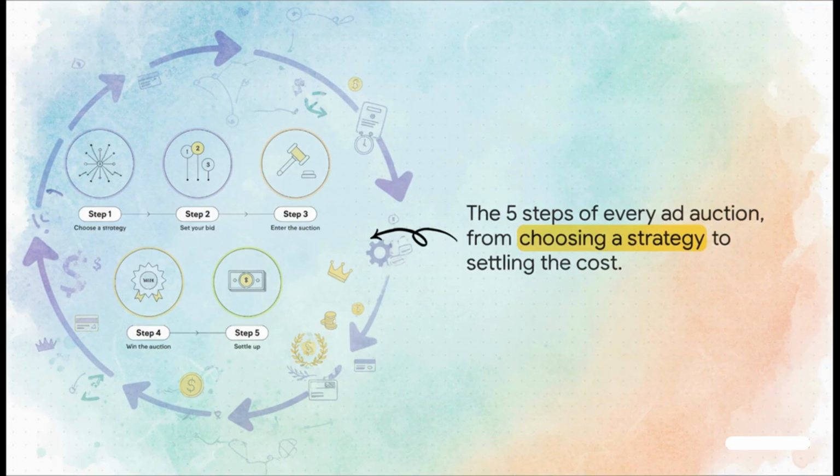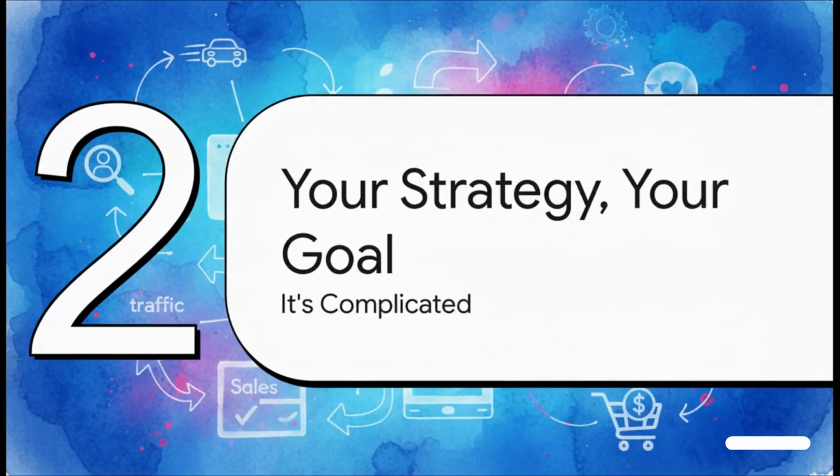It all kicks off with you choosing your bidding strategy. From there, you set your bid, you enter the auction, your ad's rank gets calculated, and hopefully you win the spot. The final step is where you actually pay for the click. And this entire cycle happens millions of times every single second. It's wild. Now, that very first step, choosing a strategy, is probably the most important decision you're going to make.